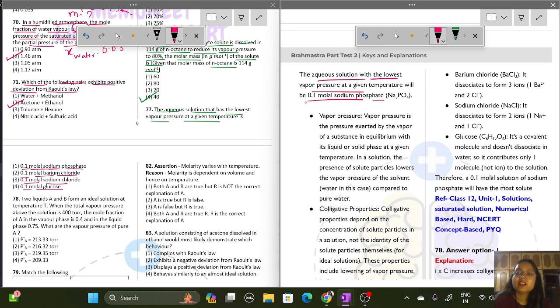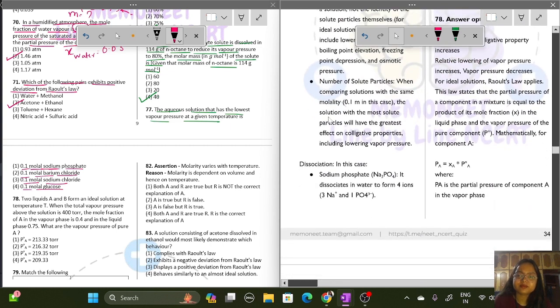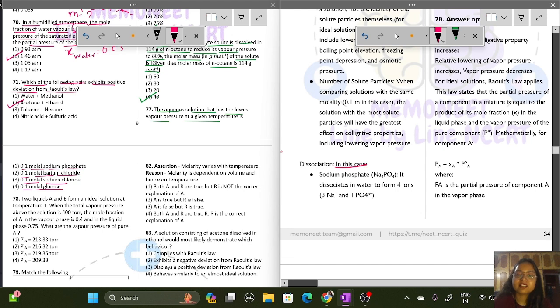Why is it so? Vapor pressure is the pressure exerted by the vapor of a substance in equilibrium with its liquid or solid phase. So these theories you can find out. We will come to the final answer in this question.